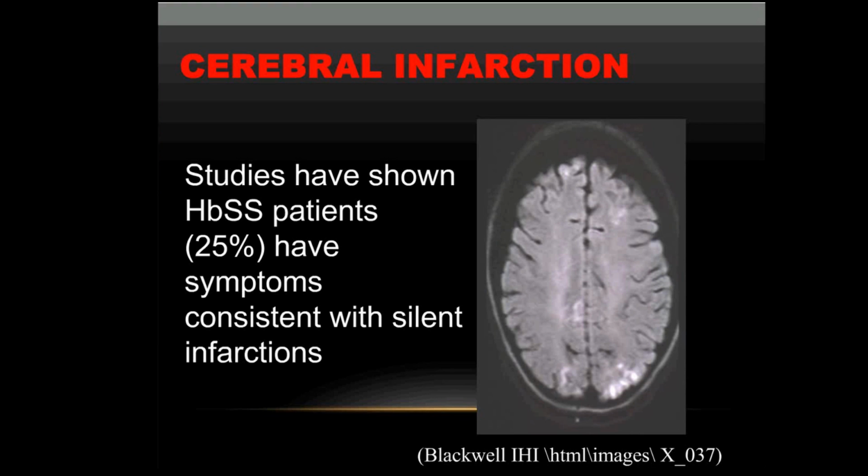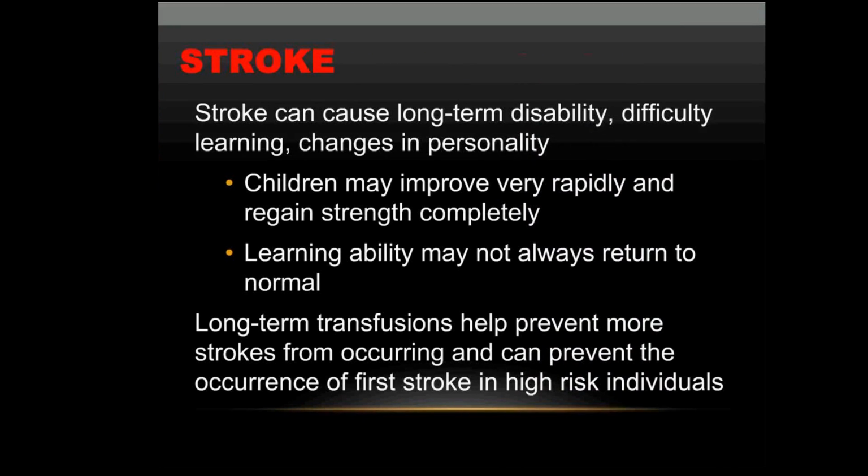When they have a cerebral infarction, 25% of patients with hemoglobin SS have symptoms that are consistent with silent infarctions. And this is another reason why, when we're talking about education and vocation, you have to recognize we're not always doing scans of their brain to see what's happening, but things can be changing, just like they're having infarctions in their lungs or in their hips or in other places. They can have them in their brain, and so we have to recognize that can be a cause of some of the issues with our patients.